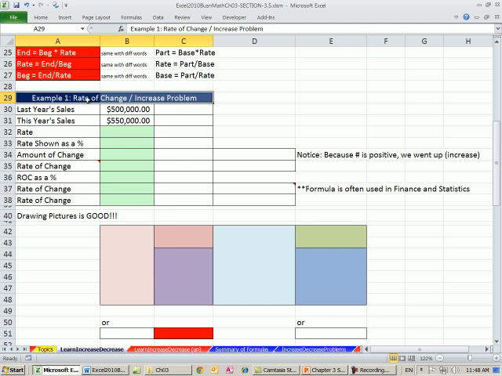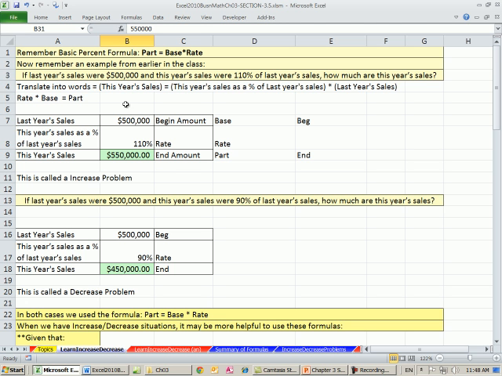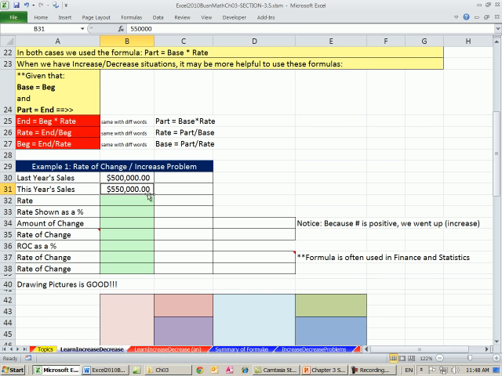All right, so this is a rate of change increase problem. Last year's sales were 500,000. This year's sales were 550,000. Now notice, we're given two different numbers. Up here, we were given the begin amount and the rate. But that's not always going to be the case. Sometimes we're actually going to have to calculate rate, right? And so in this case, we're given two different numbers. All right, so the rate.